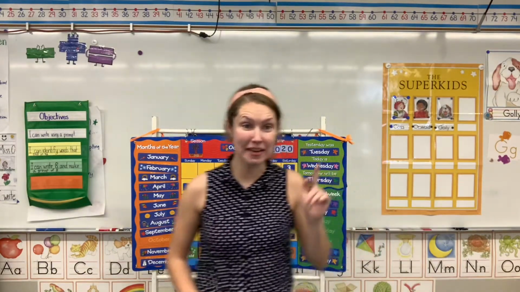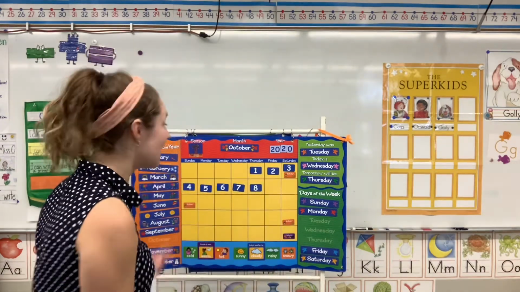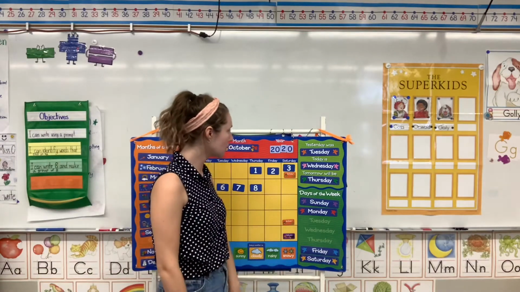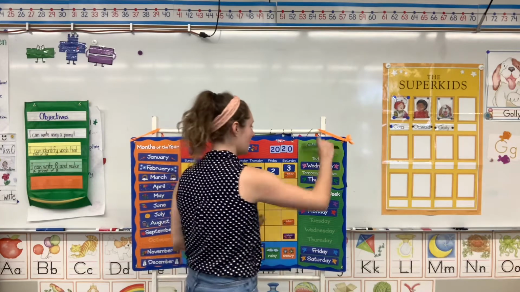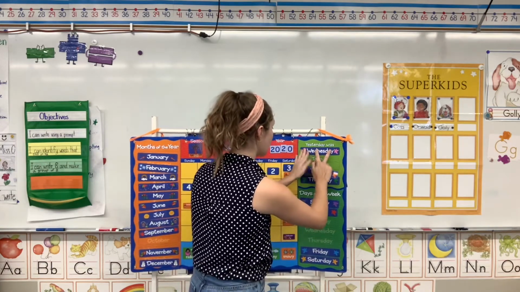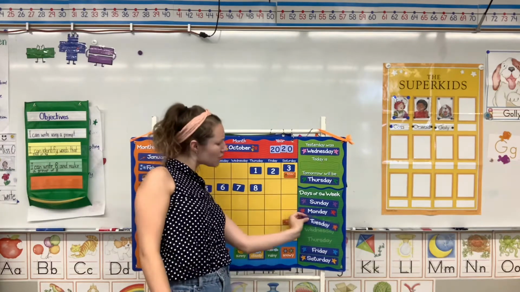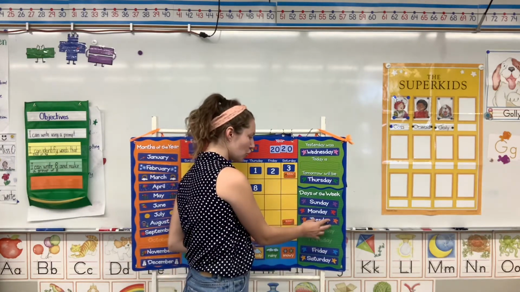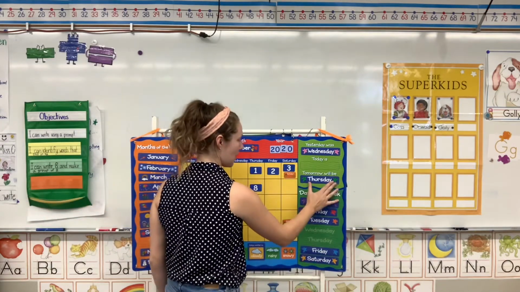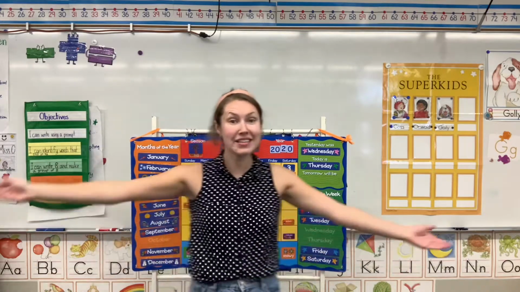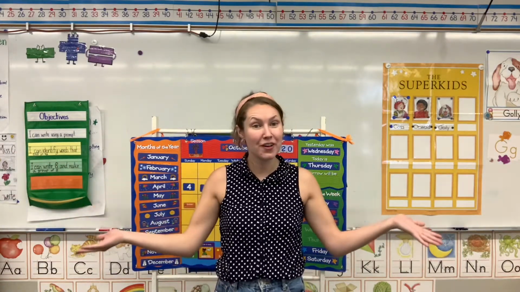Let's do our days of the week. I forgot to take them down from yesterday. That's okay. This can actually help us. So we said yesterday that it was Wednesday. So I'm going to shift up my Wednesday. That means that yesterday was Wednesday, and yesterday we said that tomorrow would be Thursday, which means that today is Thursday. So I'm going to move that up. Now we just have to figure out what tomorrow will be. So let's sing our Days of the Week song, and I bet we'll figure out what tomorrow will be.